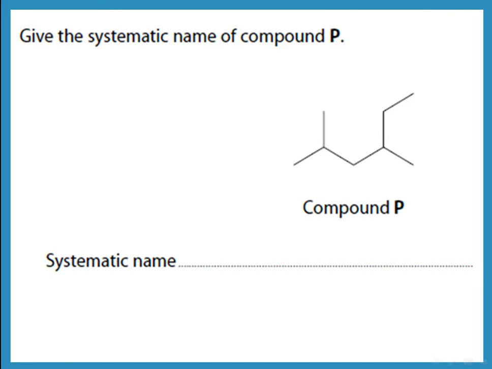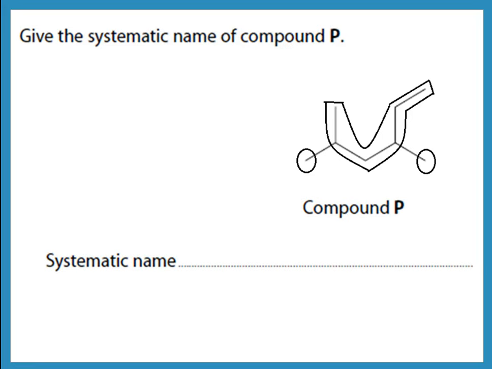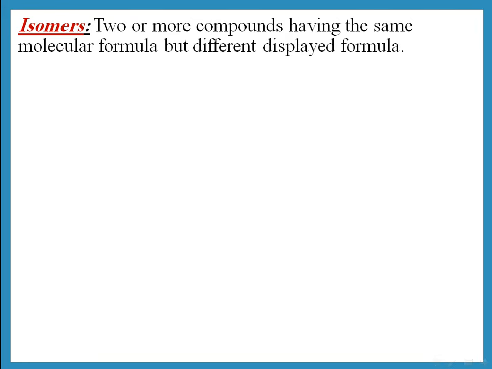So if we try to name this, for example, again, we need to choose the longest chain. So where is the longest chain? That is the longest chain. So that is 1, 2, 3, 4, 5, 6 carbons. So that is hex, and it's an alkane, so hexane. I have 2 methyl groups attached to it, and we said we count from the side that gives us the lower number. So this is 2,4-dimethyl. I have 2 methyl, so that's dimethylhexane. Please practice these names.